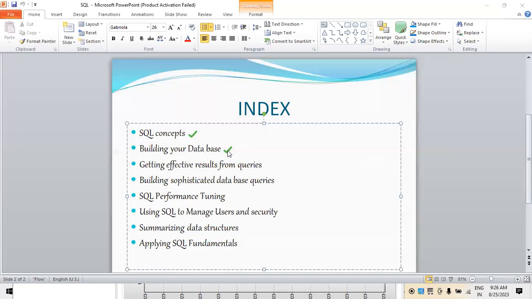But before we get into building the database, one must know what exactly data is. What are the different types of data we have? At the same time, how are we going to manage database objects?